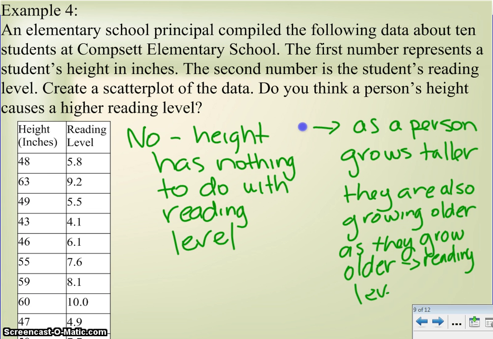So indirectly, we can say here that one doesn't have anything to do with the other, but there are other variables that we could look at that determine why there's a positive correlation. And here, it's simply as they grow older, they grow taller. And as they're growing older, they have a better reading level. And so we see that there is no causation here, but there is a correlation.